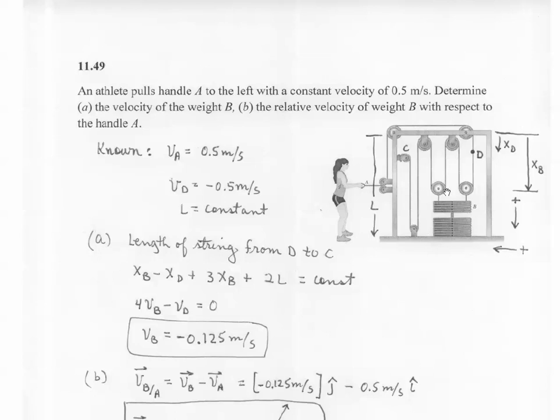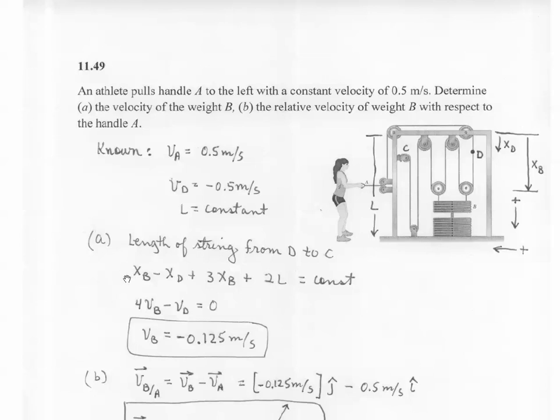The length of the string from D around to C is a constant length, okay? And so to get that length, we would take the position of B right here and subtract the position of D to get this length right here. So it's x of B minus x of D equal to that. Plus, then we have 3 of these across here that are 3x of B's. And then we have, to within a constant, these 2 right here are just 2 times the length of this system here. So that's constant there.